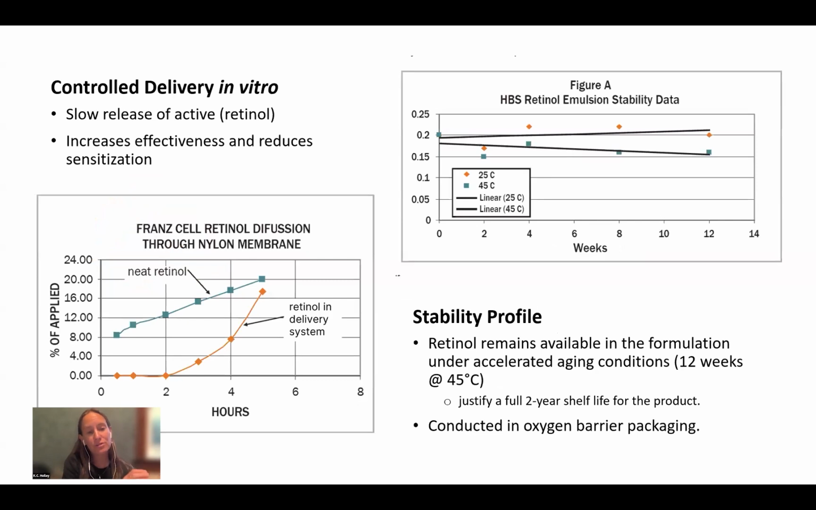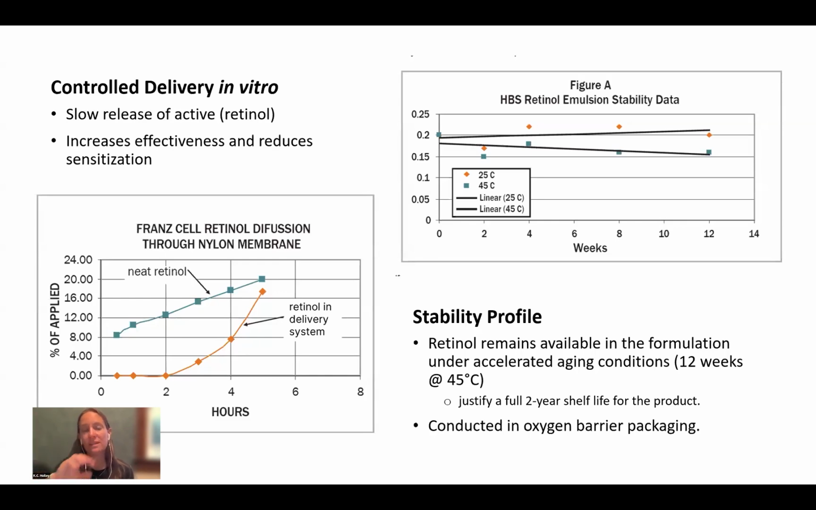So first you can look to the left. You have what's considered to be neat retinol, which is just your typical retinol, in the blue line. And then you've got your retinol in this delivery system, in this encapsulation. And you can see how quickly that blue line gets released versus how slowly the retinol gets released. And it's that slow release that allows it to have some increased effectiveness because it's been stabilized, and it also allows it to reduce sensitization.